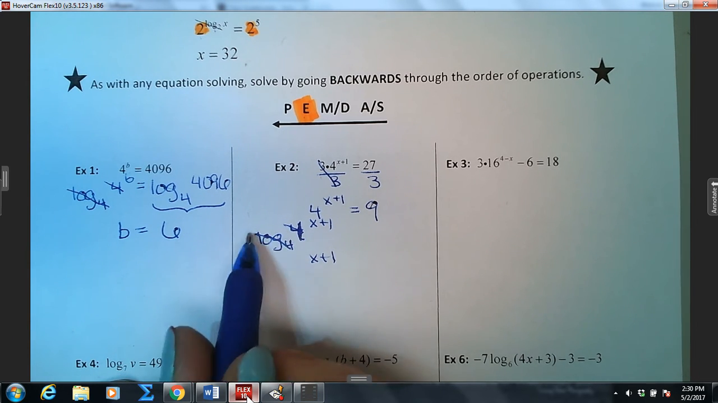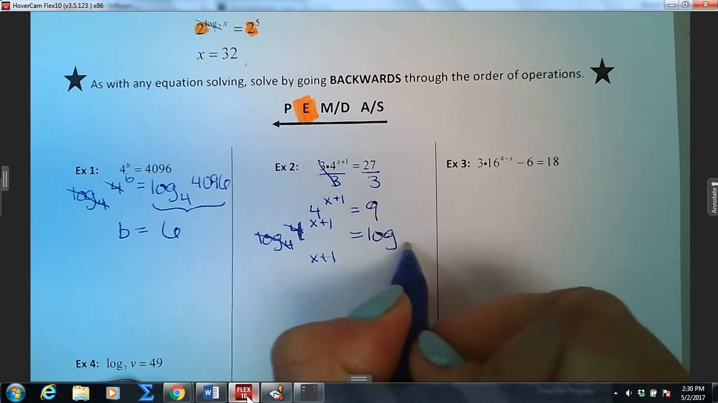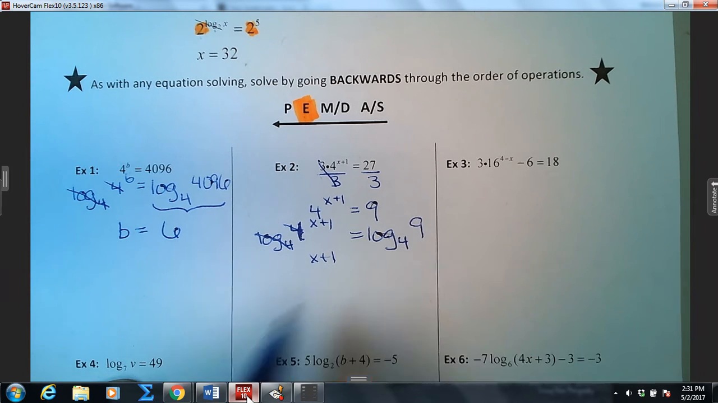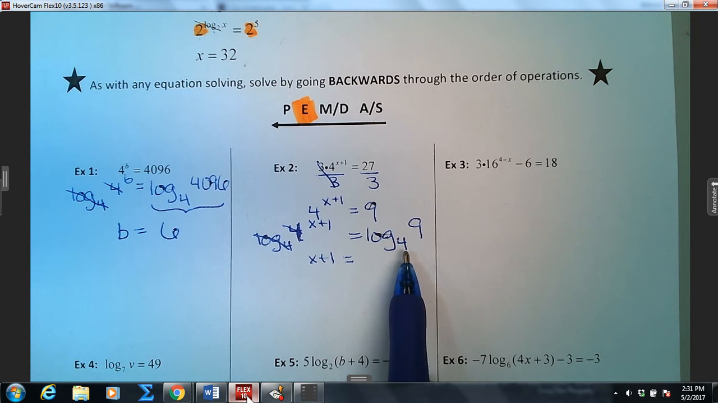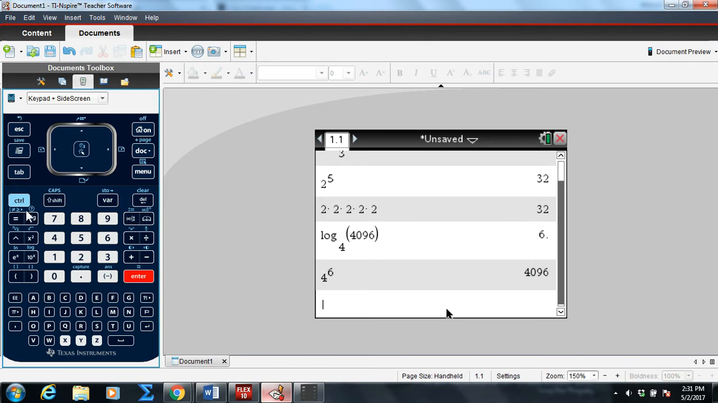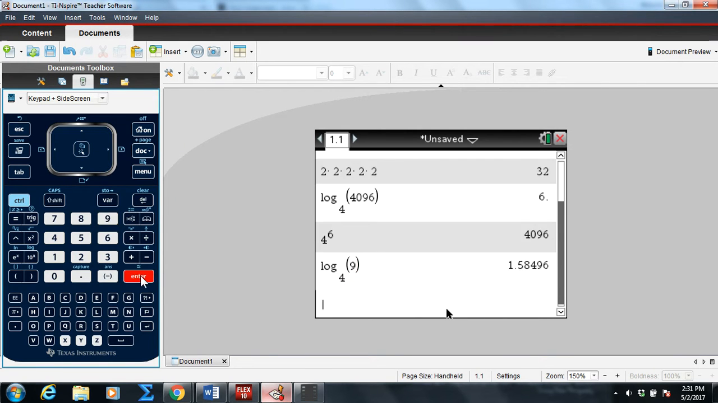Now, whatever I insert on one side of the equation, I have to match on the other side of the equation. So log base 4 of 9. What you're asking your calculator to do is tell you the exponent on a 4 that would equal 9. I'm pretty sure we're going to get a decimal here. Log base 4 of 9 is quite an irrational decimal, 1.58496.